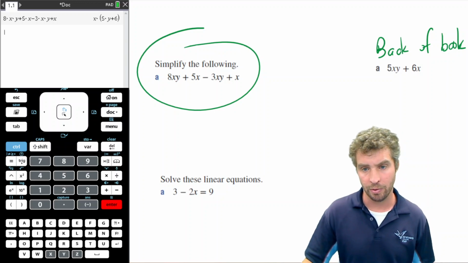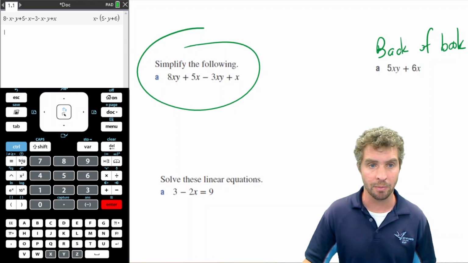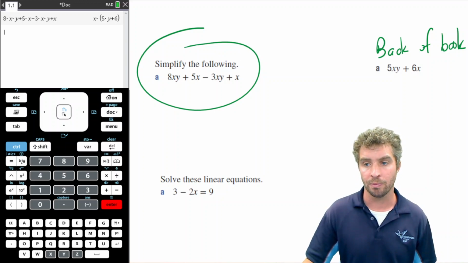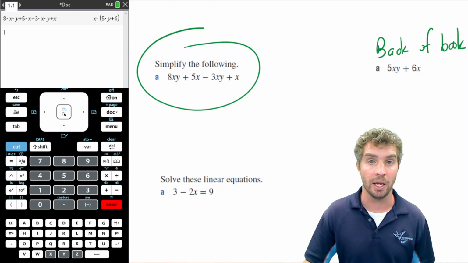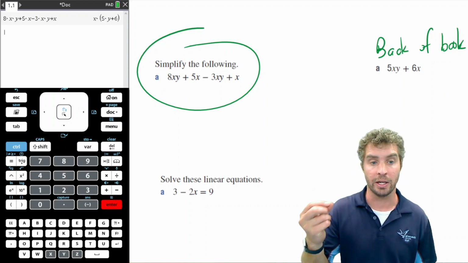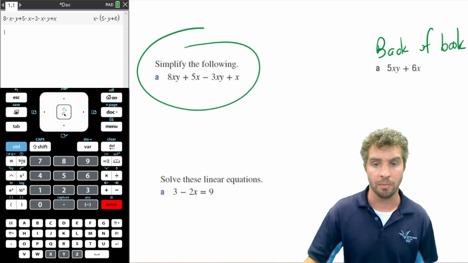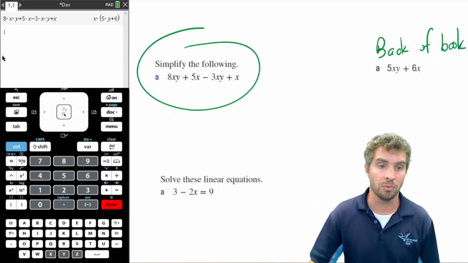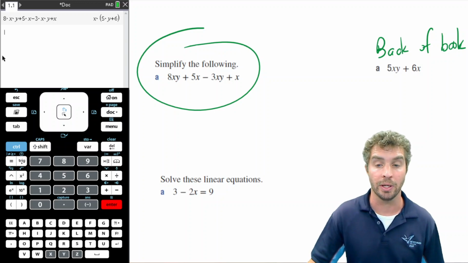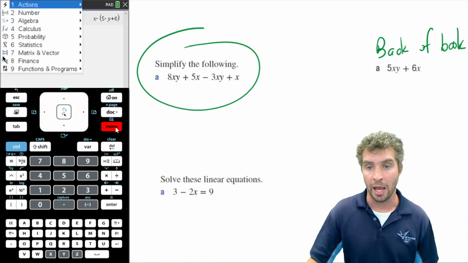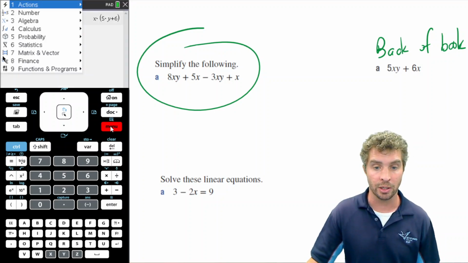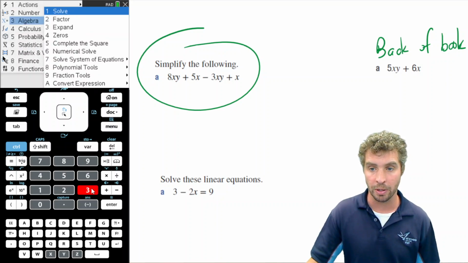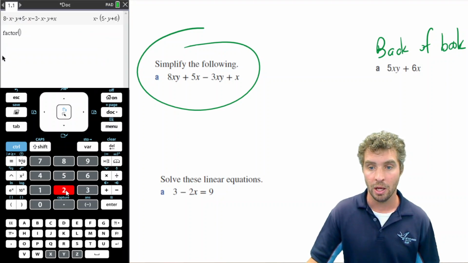The first thing I'm going to do is notice that the answer the calculator gave me was not factorized. It's a combined answer. So I can actually factorize this expression, which is one of the important things we need to know how to do anyway. So I'm going to go to Menu, and I know factorize is an algebra thing, so I'm going to do 3 for algebra, and there's factor number 2, so I'm going to hit 2.